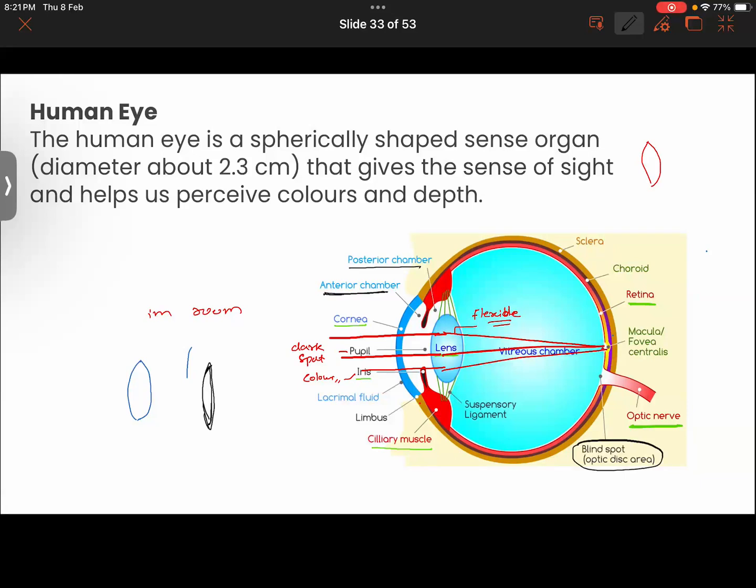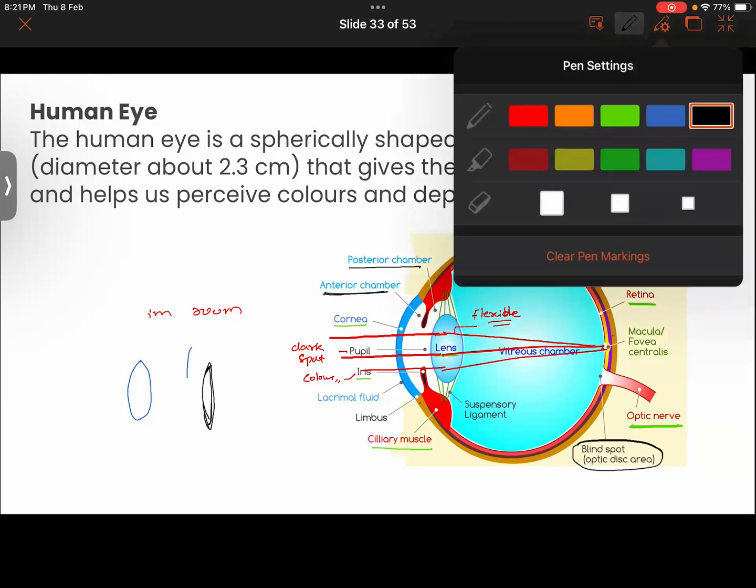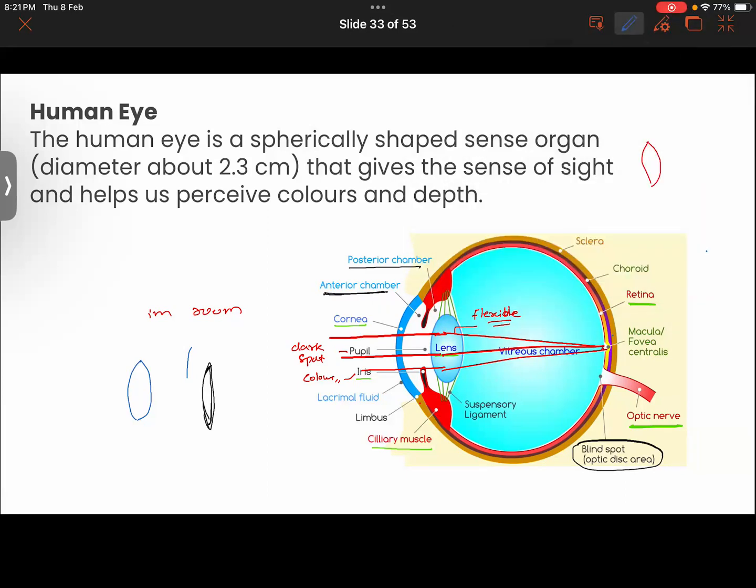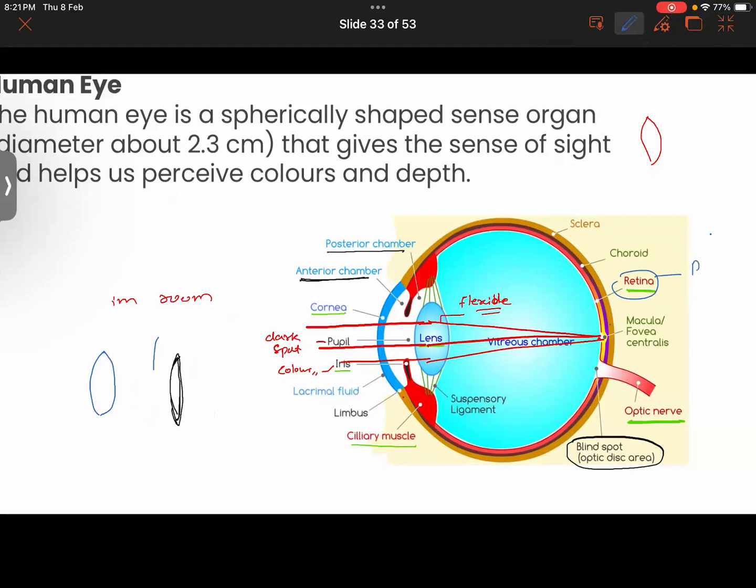And on this retina, it will be producing a real and inverted image. Remember, this is very important. So the nature of the image formed on the retina is real and inverted. Why is it real? Because it has been obtained on a screen, right? But can it be interpreted right now? No. So thereby it goes to the brain.